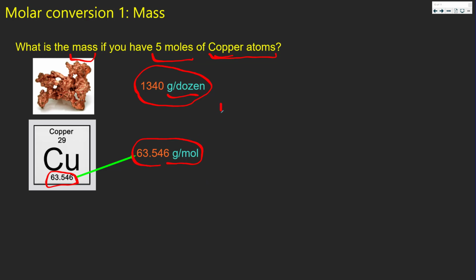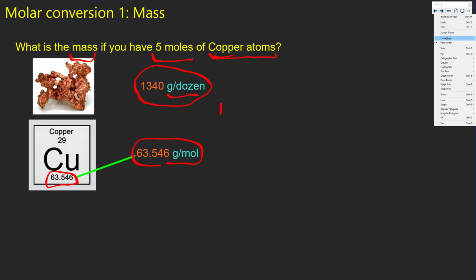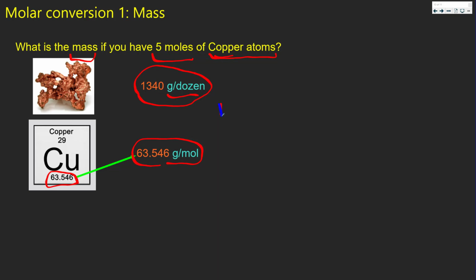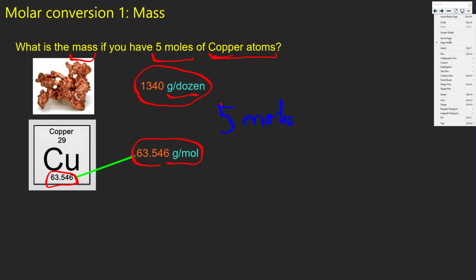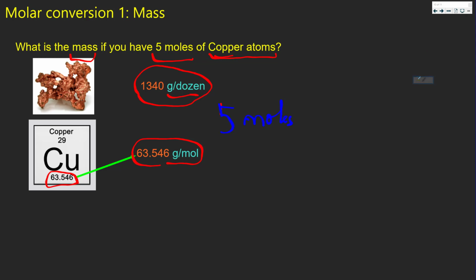So you set this up the same way. I'm just going to change a different color here. Set this up the same way. Oh, this color is a little better. You have 5 moles. I don't know if this color is any better. Let me see if I can change a different color. Maybe yellow is a little bit better. Times, yeah, yellow is a little bit better.